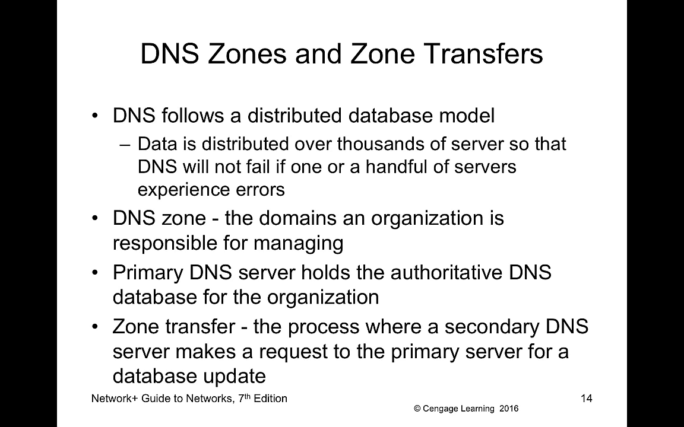DNS follows a distributed database model where different people are in charge of different things. A zone, for instance, is like zombo.com. The primary DNS server is the one that's authoritative for a domain. For instance, we have ns1.rose.edu. That would be a name server at Rose, and it's most likely authoritative. In other words, it contains or holds the information about rose.edu.